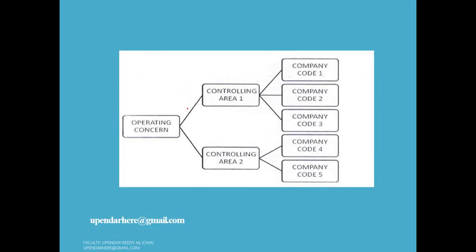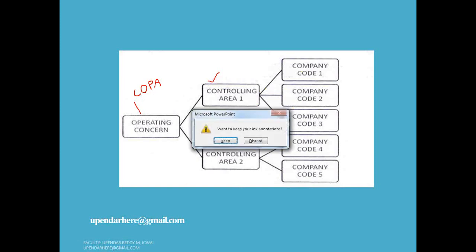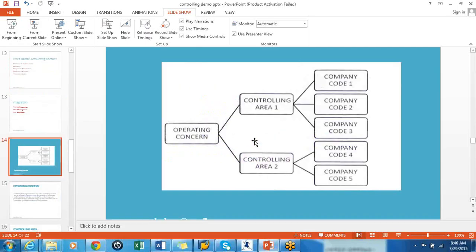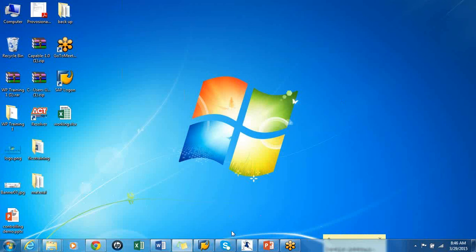This is the basics of controlling. Operating concern is used when we are doing COPA, controlling profitability analysis. The remaining, we are using for profit center accounting, cost center accounting, internal orders, everything at controlling area level only. All the company codes are assigned to the controlling area. In detail, we are going to learn in this controlling advanced topics. Right? The content, whatever we are covering, I will show you the content now.